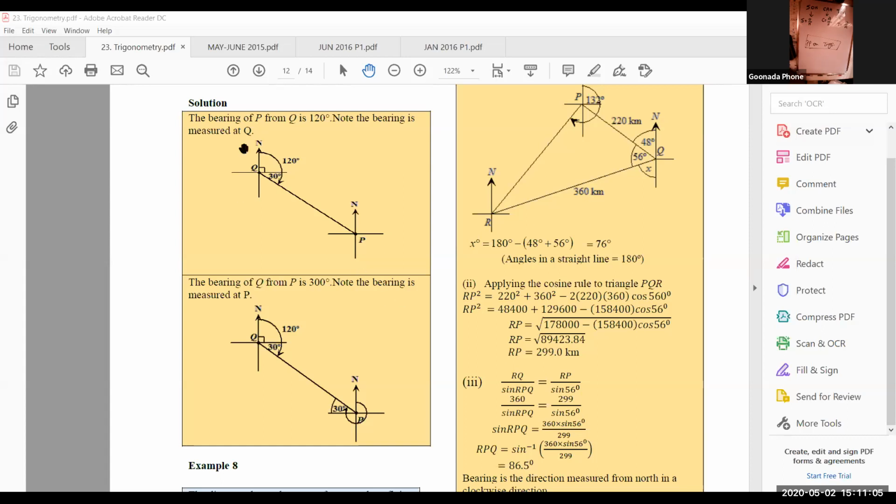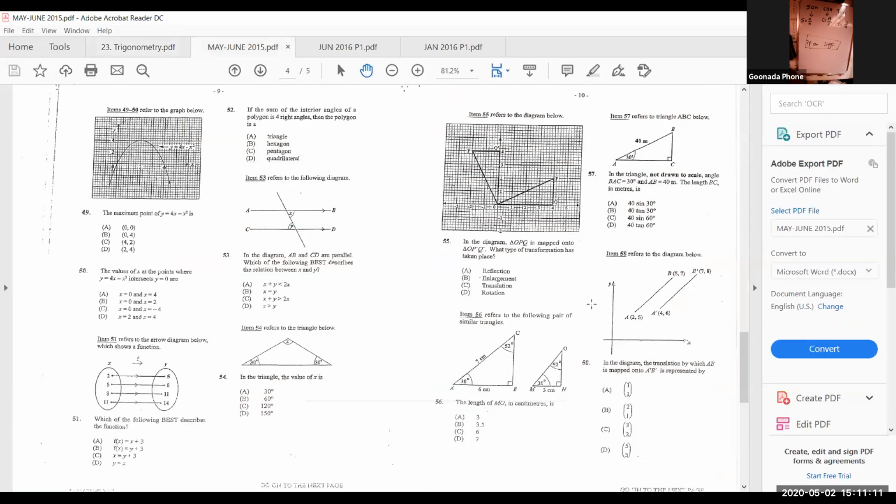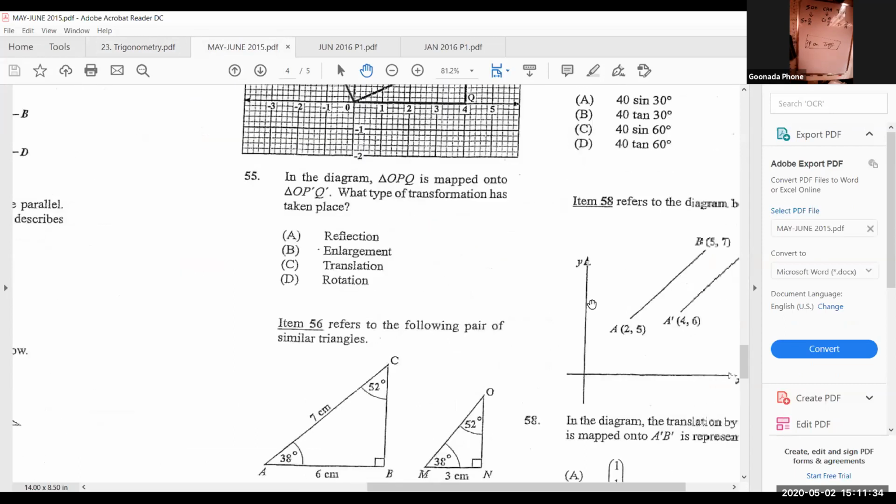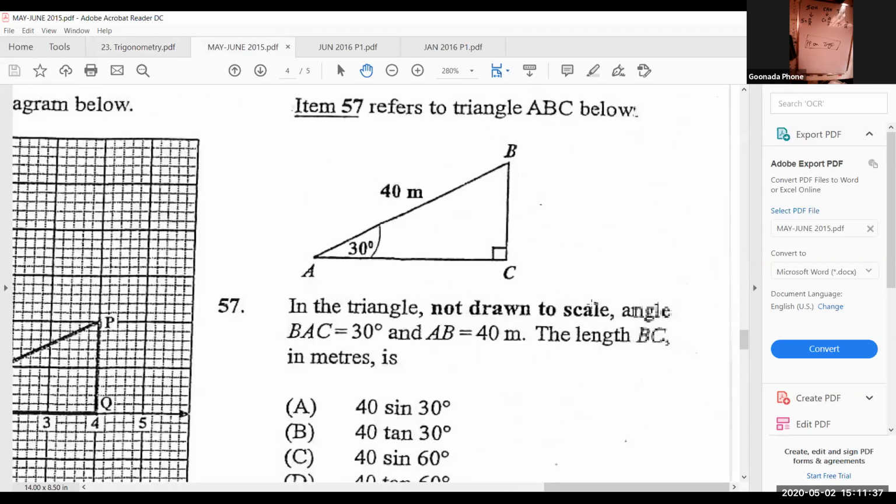Probably fell asleep. All right, so let's look at some past papers then. The first one is from May, June 2015. Let me find the question for you all, and I'll tell you the answers. This is a trigonometry question, number 57.